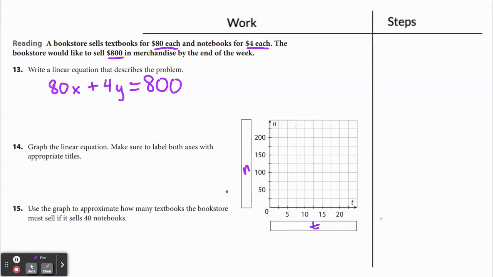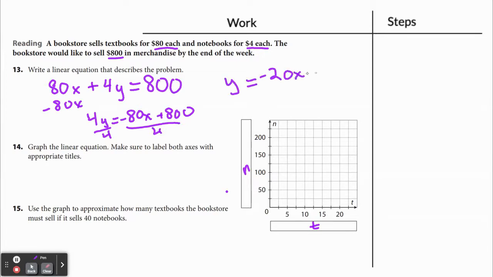To graph it, we could solve this for slope-intercept form by subtracting 80x from both sides, which gives me 4y equals negative 80x plus 800, and then dividing both sides by 4, which totally works by giving us our slope-intercept form of y equals negative 20x plus 200.